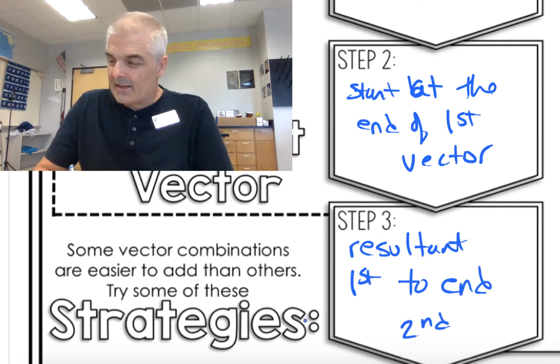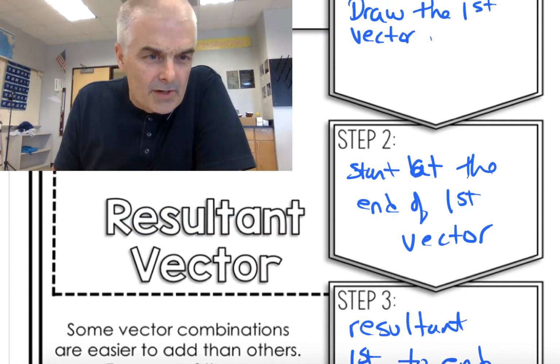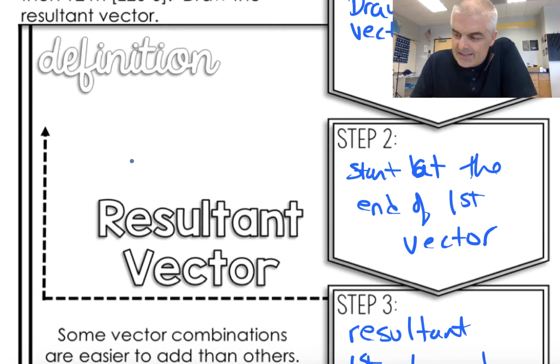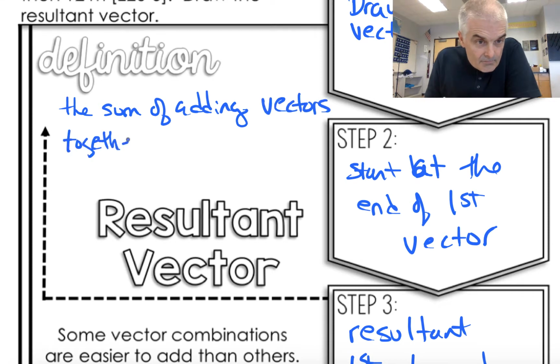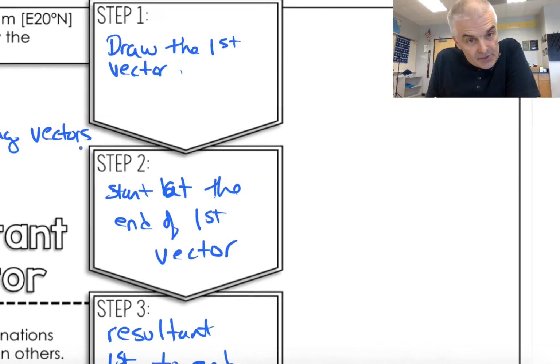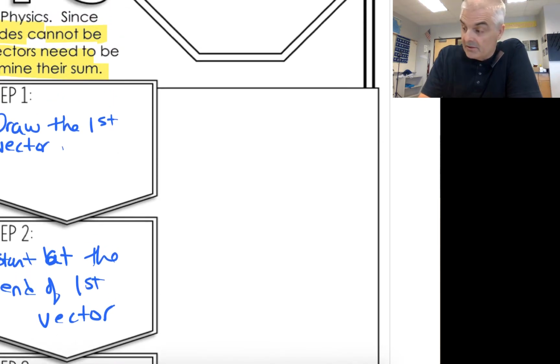Okay. Now I think it's best if we figure this out. So we have a new word here. Let's kind of dive in there. The definition of this word resultant vector is this: the sum of adding vectors together. Notice that's plural, so it could be three vectors. That does happen sometimes. All right, so let's do a couple examples.